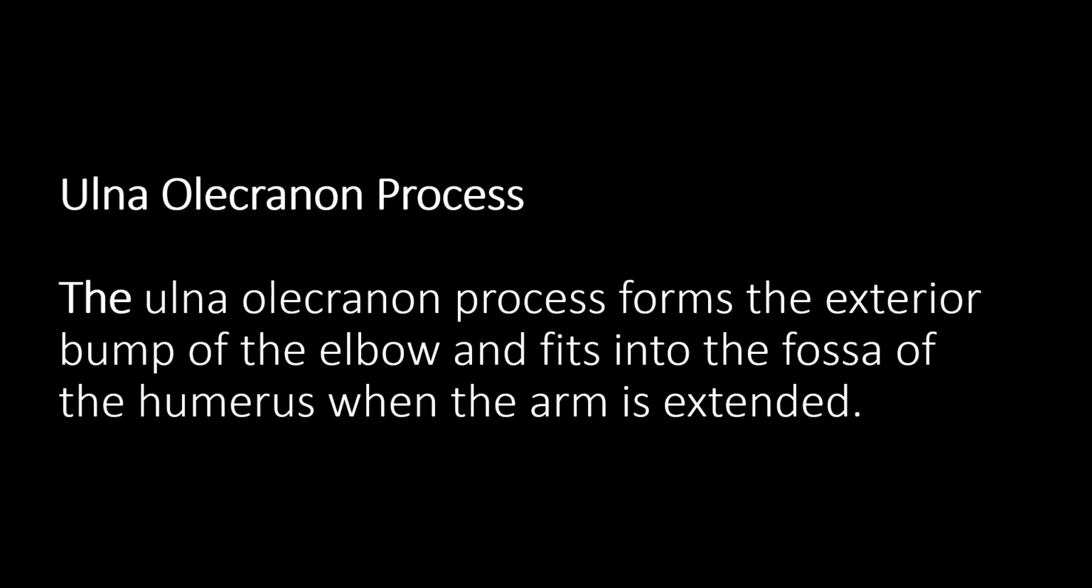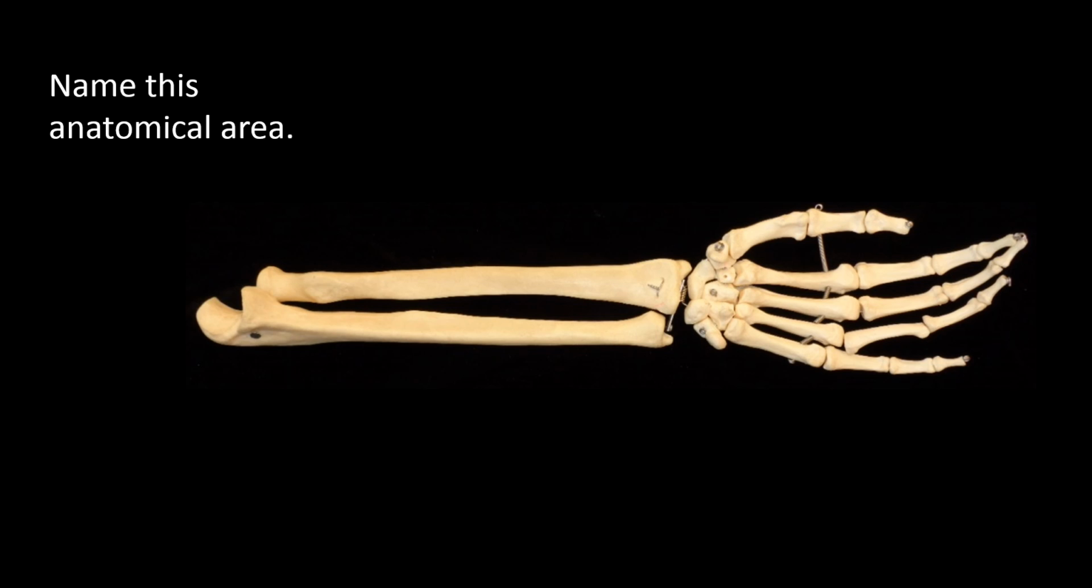Ulnar olecranon process. The ulnar olecranon process forms the exterior bump of the elbow and fits into the fossa of the humerus when the arm is extended. Name this anatomical area.